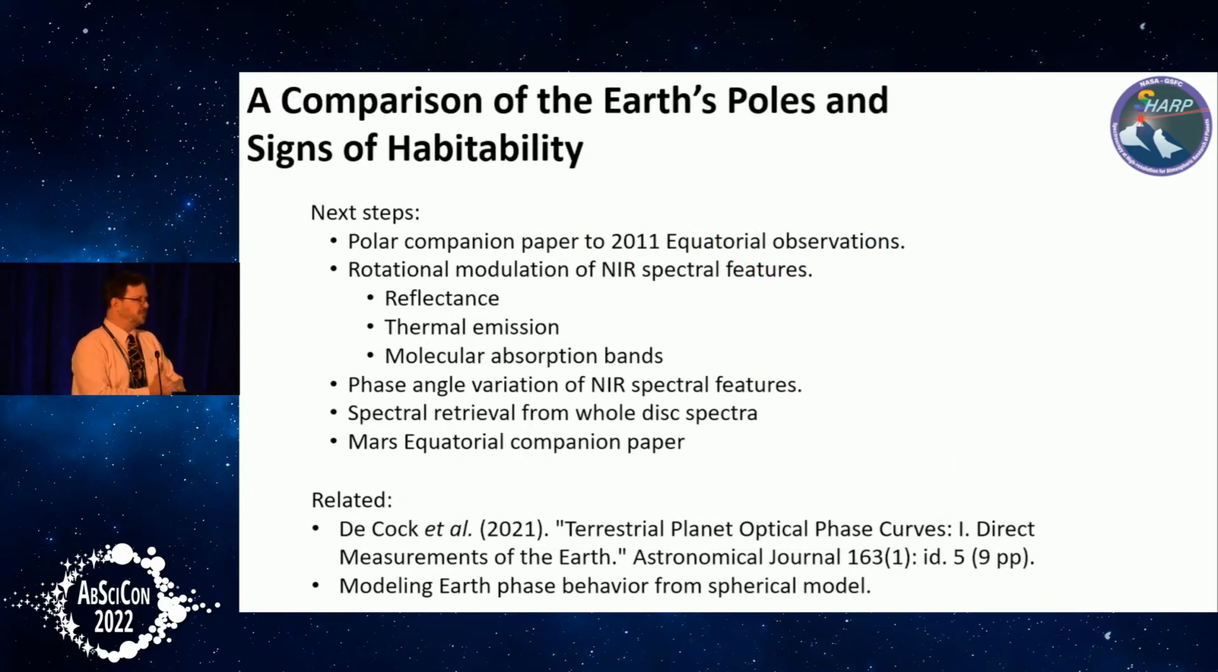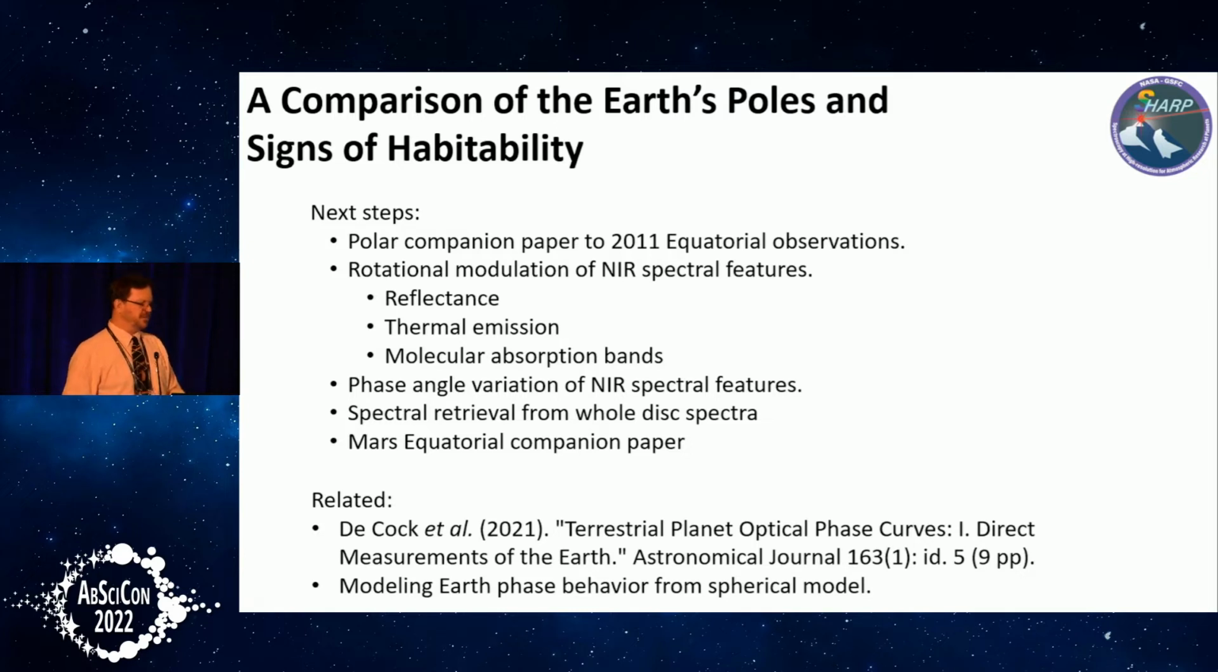So, next steps. Well, it's been 11 years since we published that equatorial observation paper. It is time to get out the companion paper for the North Polar and South Polar data. We also have not yet gotten around to looking at the rotational modulation of near-infrared spectral features. We have light curves from the rotation of the equatorial observations, and that was in that astrobiology cover I showed you. We haven't done that to look at the near-infrared components yet, and we haven't looked at how the molecular absorption bands in the atmosphere do or do not reflect what's going on with surface phenomena beneath.